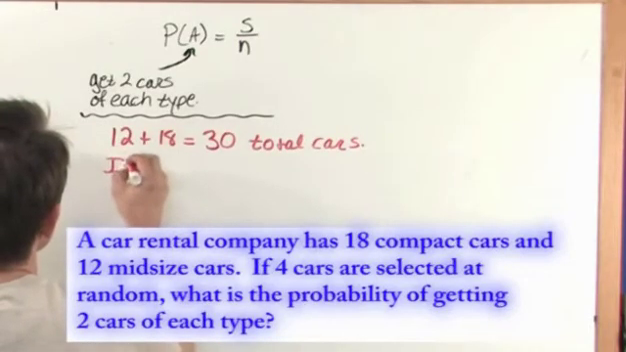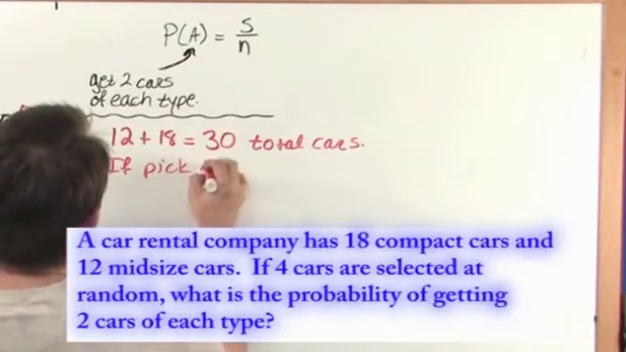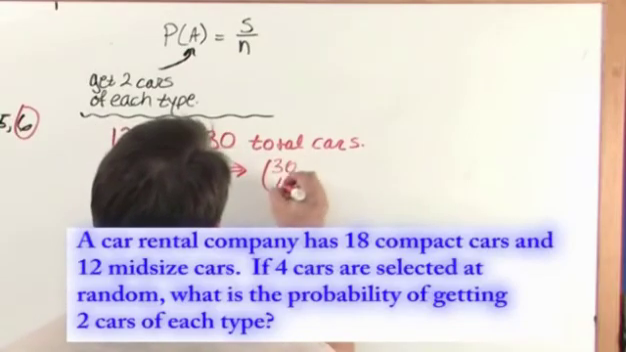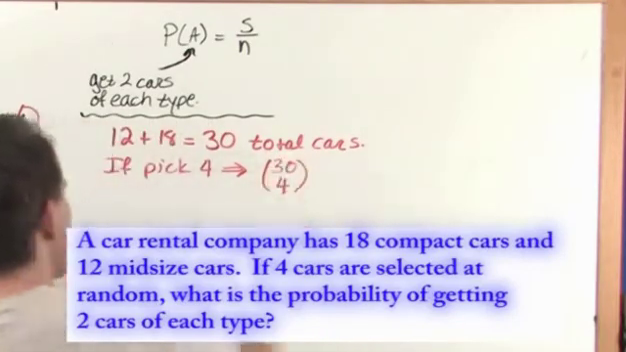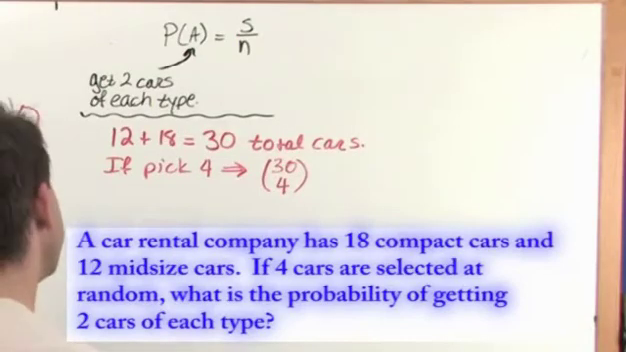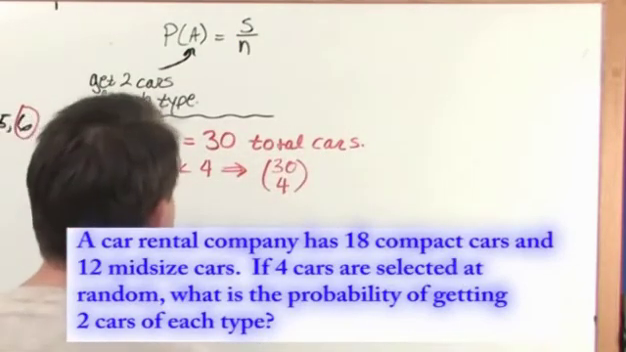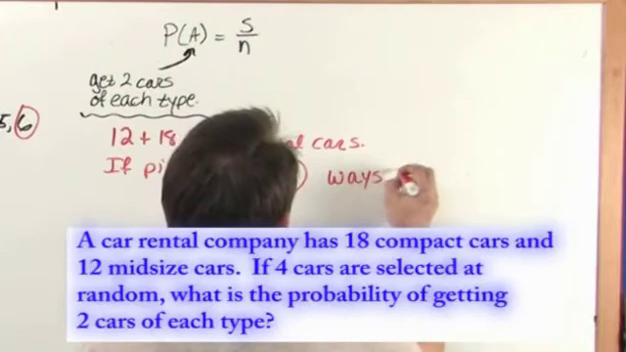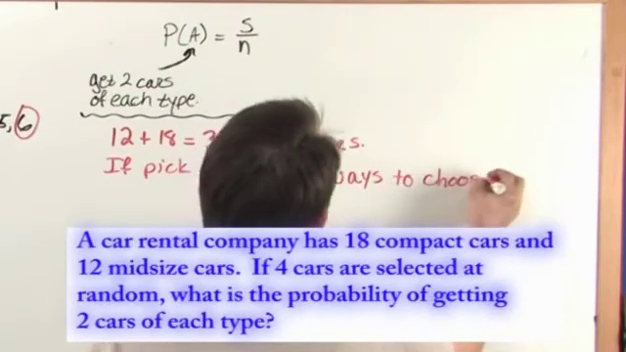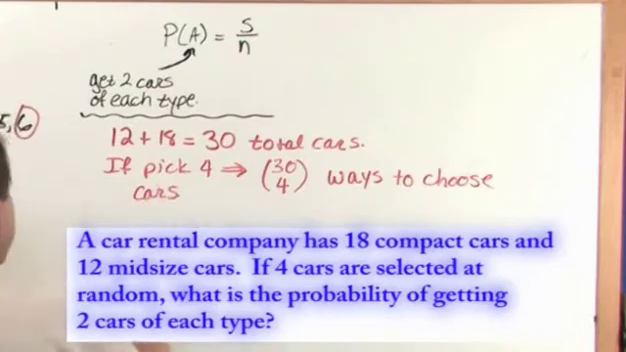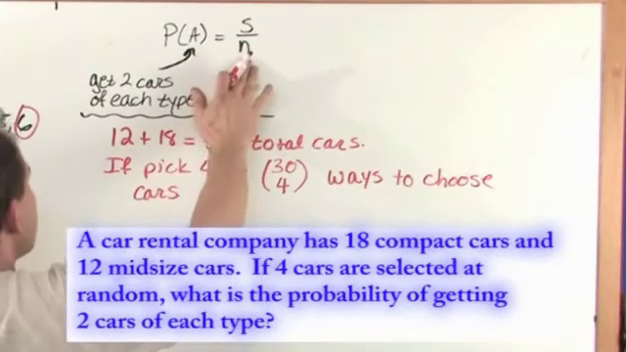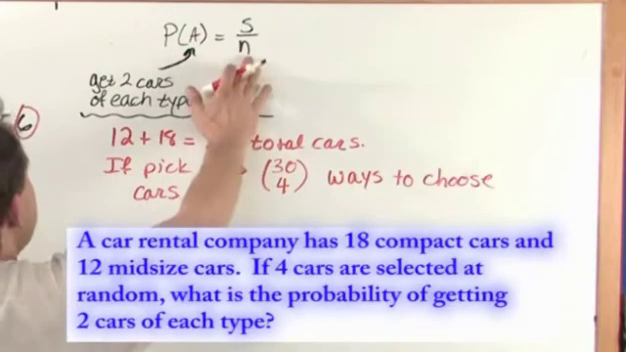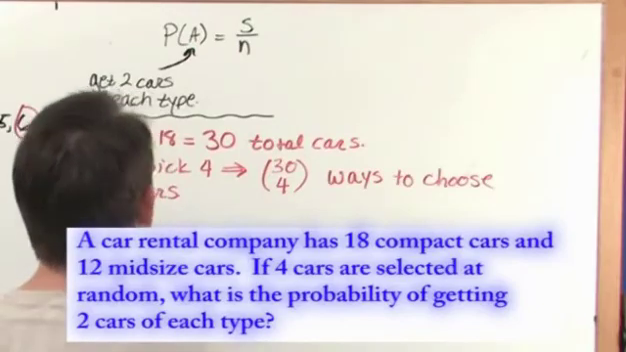If I pick 4, because that's what the problem says, then there are 30 combination with 4 ways to choose cars. This is the combination from the last section on combinations. I'm not even talking about compact or mid-size. I'm just talking about N, the total number of ways to choose the cars, okay? I haven't talked about getting 2 of each. All I'm trying to do is find what N is equal to. I've got 30 total cars. I take 4 at a time.